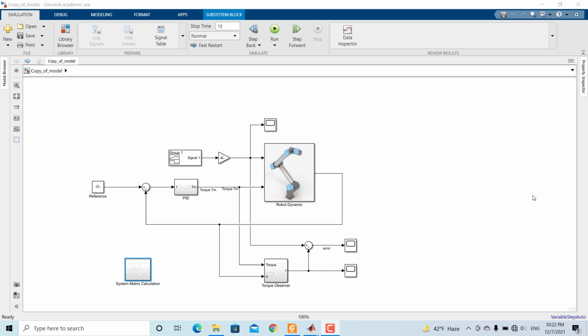Hello, Professor and everyone. Before I present my term project, I want to talk about my problem. In the past presentation, I wanted to build an observer for the UR5 robot to detect collisions. And you can see I completed the simulating model in MATLAB here. However, I met a trouble.